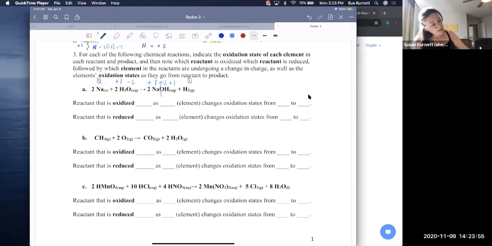So sodium went from 0 to +1, and if you go up in oxidation number, you're oxidized. The reactant that is oxidized was sodium, and the element was sodium. That seems redundant, but go ahead and say those things. The oxidation state went from 0 to +1, and if you go up in charge, you're oxidized. The reactant that was reduced, well, hydrogen went from +1 in a compound to 0. And so I would say the reactant was water, but the element that actually changed was hydrogen in water.